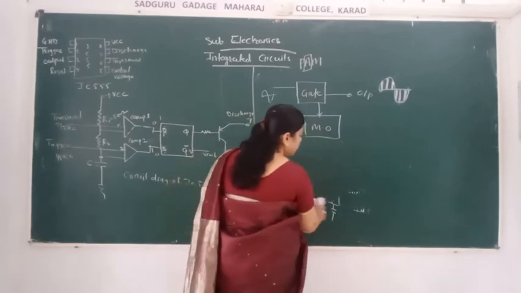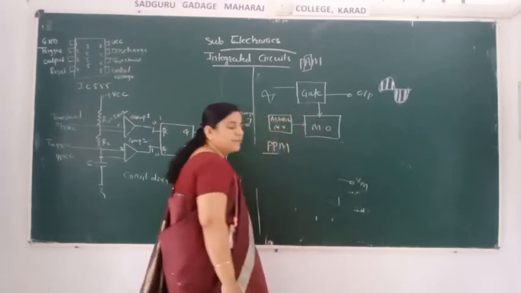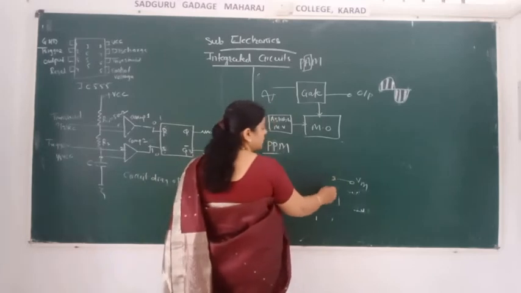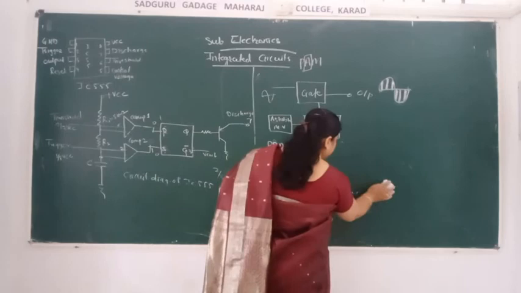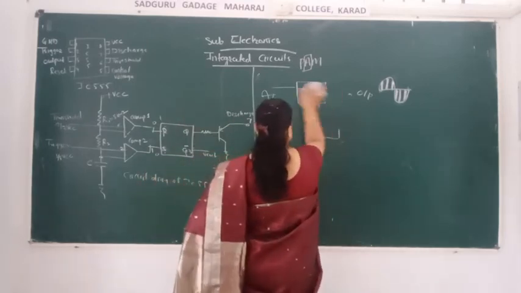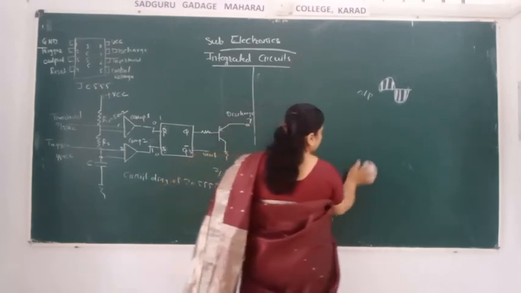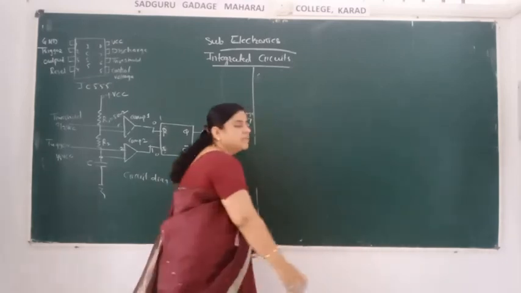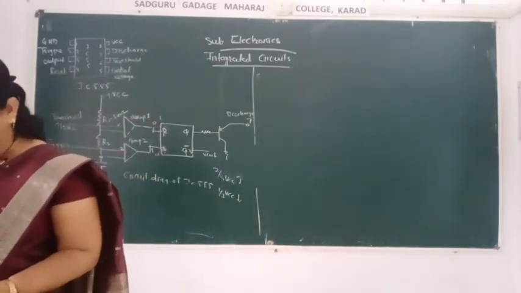In pulse position modulation, Vm, the modulating voltage, is given to pin number 3, whose output we measured. Since we give Vm to pin 3, Vm requires an AC signal. If an AC signal is given, in pulse amplitude modulation its width will be changed, or in pulse position modulation its position will be changed. So this much is pulse position modulation.